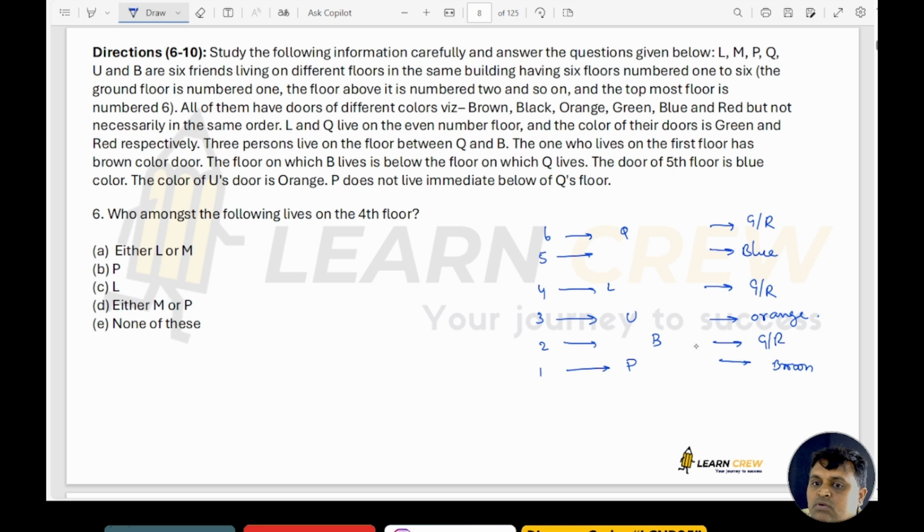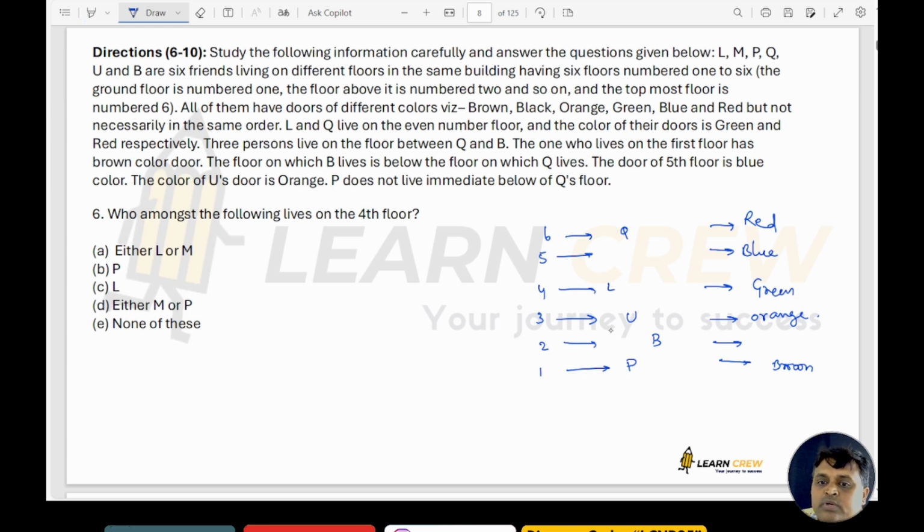Okay. Now, what you can say finally, there is L and Q. Green and red cannot be this one. This cannot be green or red. And what you can say, see, L and Q live on the even number floor and the color of their doors is green and red respectively. So the colors are already given for Q and L respectively.